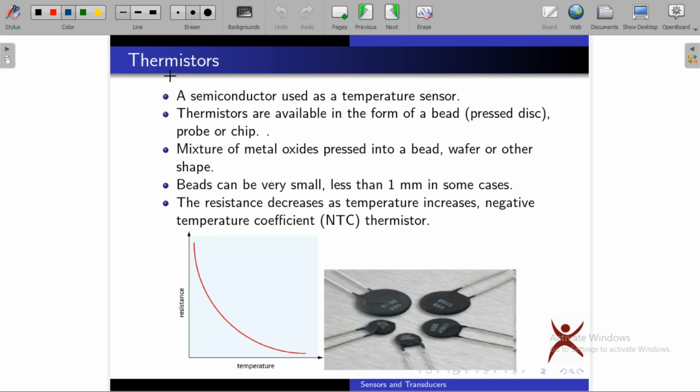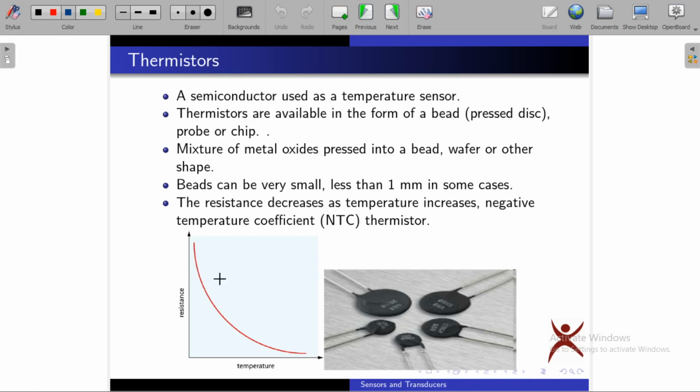Thermistors. It is a semiconductor used as temperature sensor. Thermistors are available in the form of bead, pressed disc, chip. It is a mixture of metal oxides pressed into a bead or other shape. Beads can be very small, less than 1 mm in some cases.